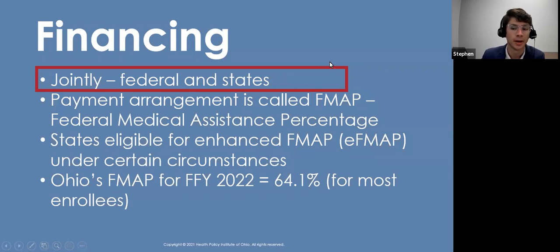Medicaid is financed jointly by the federal government and states through a payment arrangement called the Federal Medical Assistance Percentage, or FMAP. State spending on healthcare services provided by Medicaid is matched by the federal government at a rate between 50 and 78.3%. States are also eligible for enhanced FMAP, or EFMAP, for some children, as well as people enrolled in Group 8 of Medicaid eligibility in Ohio. Lastly, Ohio's FMAP for federal fiscal year 2022 is 64.1% for most enrollees in the program.